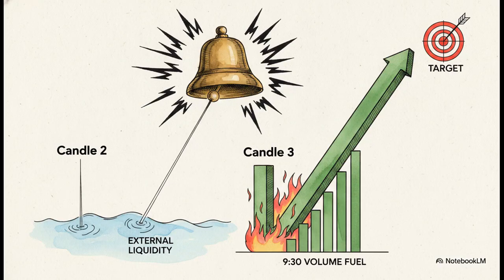Now, what's really interesting about this slide is how we handle 9:30 a.m. if we aren't already in a trade. If you're waiting for the bell, you're basically looking for that 9:30 volume injection to form a candle 2 closure, sweeping external liquidity and then closing right back in. Once you've got that, you are trading the candle 3 continuation. You literally just let that insane 9:30 volume fuel your explosive candle 3 expansion straight into your targets.